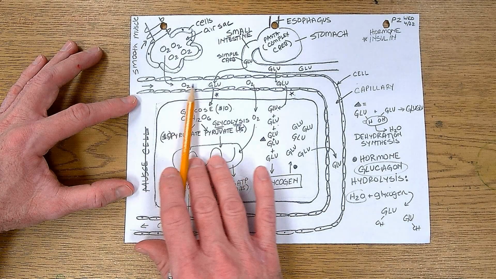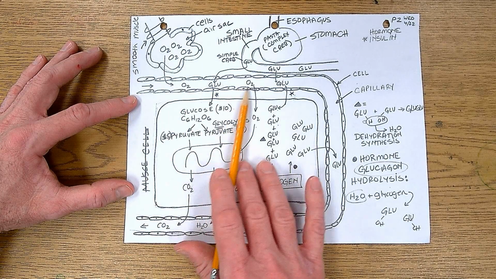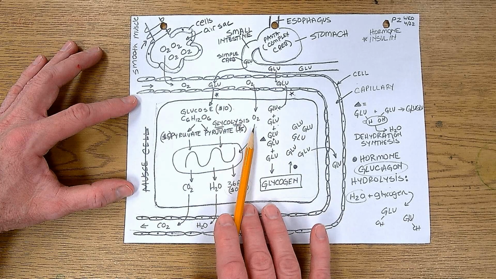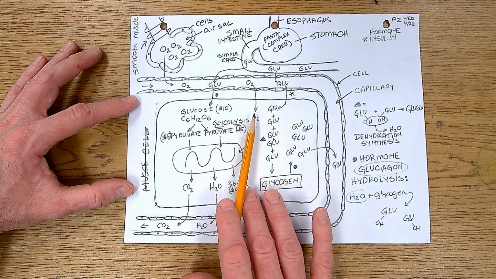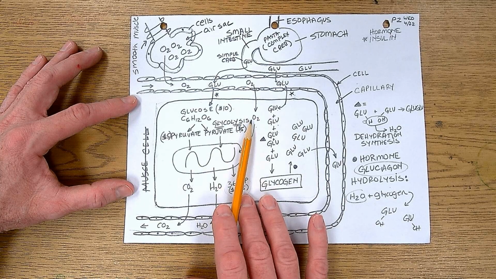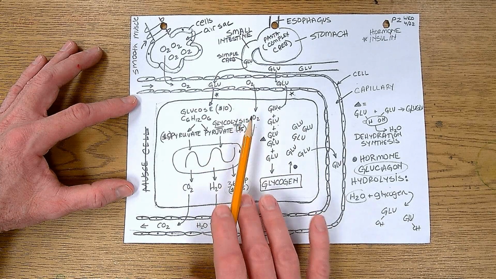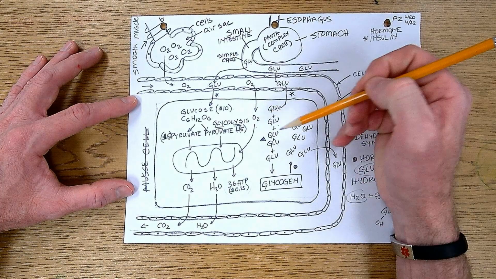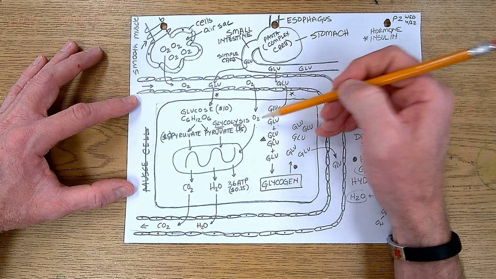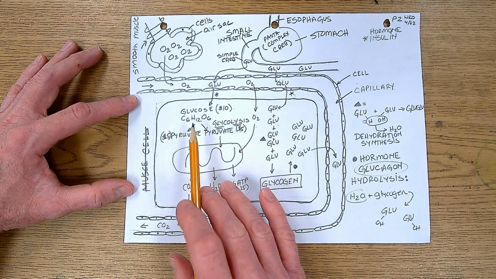And same deal. There's a high concentration of oxygen in the capillary, low concentration in the cell, and it's going to go from high concentration to low concentration, down its concentration gradient, and diffuse through simple diffusion through the phospholipid bilayers without any problems whatsoever. Okay, so that takes care of oxygen. Glucose. How do we get glucose?